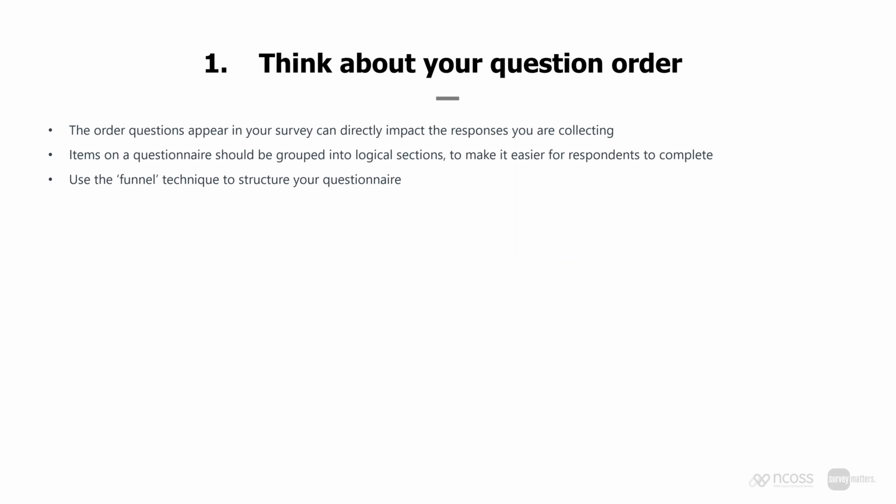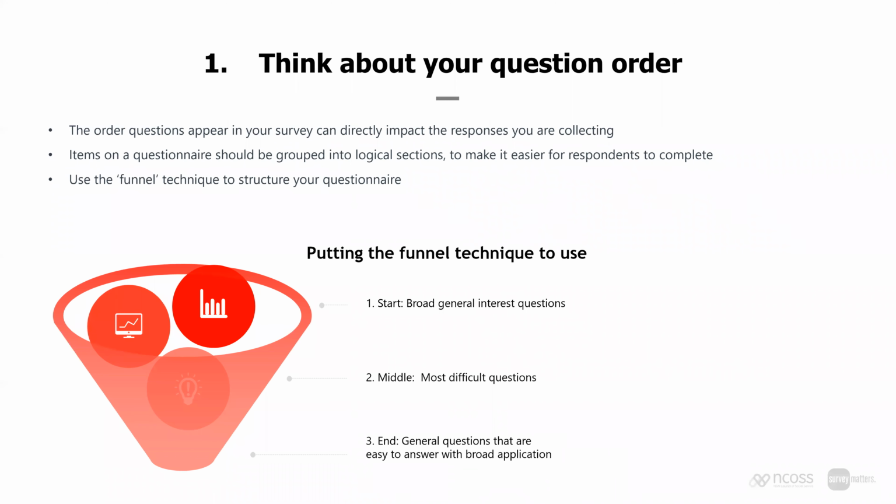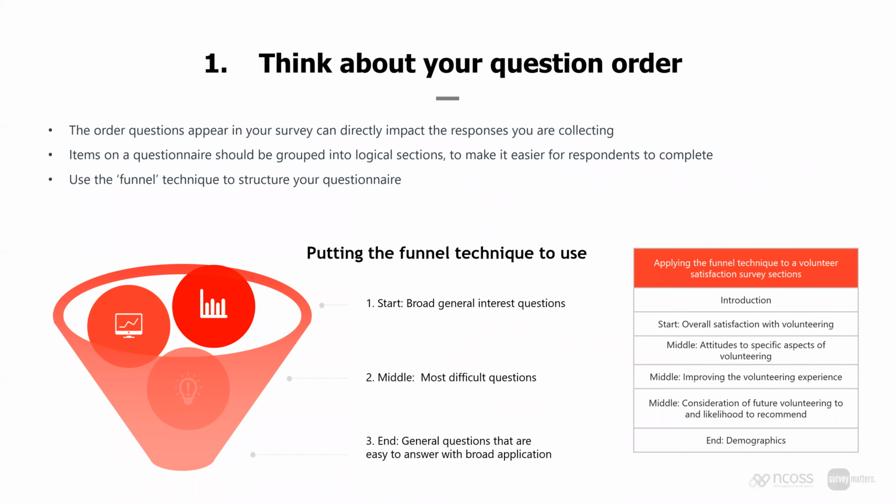The order that your questions appear in your survey can have a big impact on the responses you collect. Questionnaires should follow a logical order because grouping similar questions together makes the questionnaire easier to complete for your respondents. A way to ensure that you're following a logical survey order is to use the funnel technique. This technique starts with asking your broad questions first, places the most difficult questions in the middle, and ends with those easy to answer personal questions.